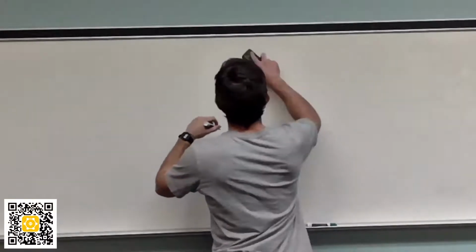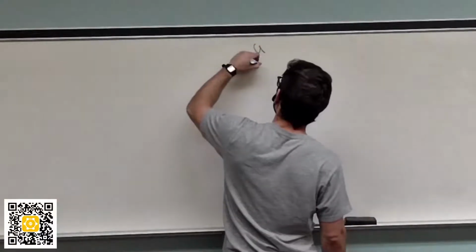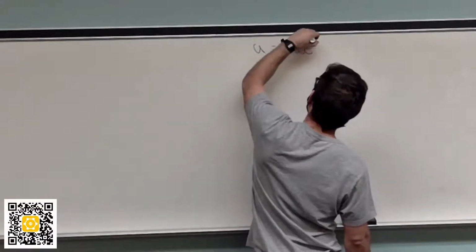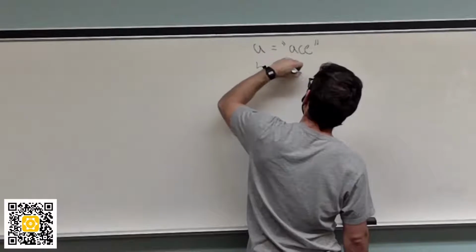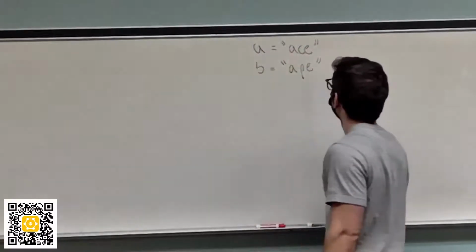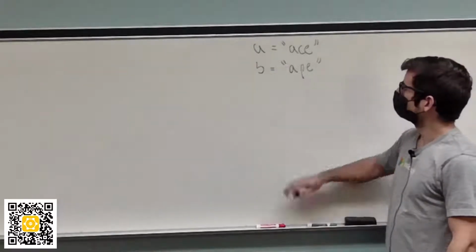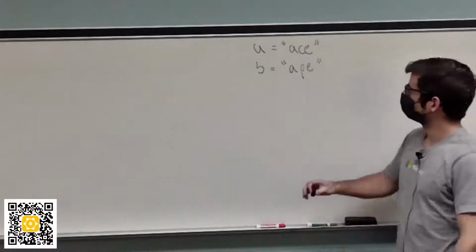Let's call it A and B. Let's give them variable names A and B. The first string, let's say it's ACE. Let's say the second string is APE. How many edits will we have to do right here already to change ACE into APE?